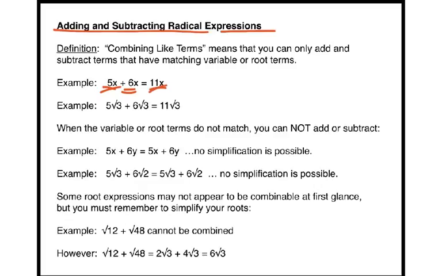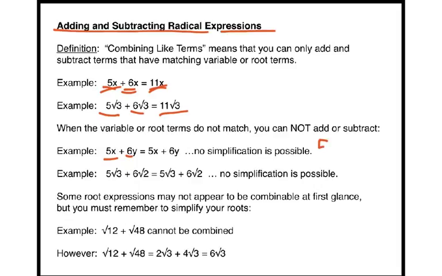Likewise, a root acts like an x or an apple. 5 root 3's plus 6 root 3's, I have 11 root 3's. When the variables or terms or root terms do not match, you cannot add or subtract. For instance, 5x plus 6y is simply 5x plus 6y. You cannot add them together.